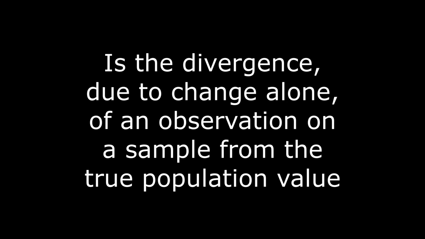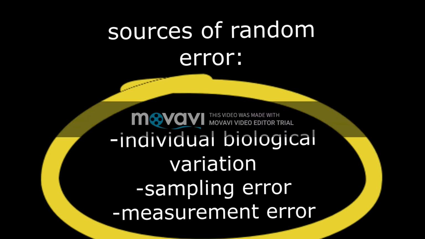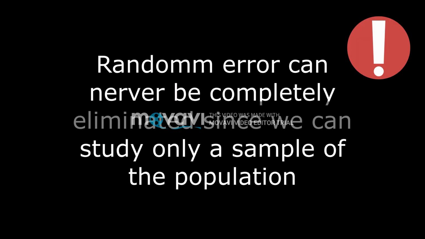There are three sorts of random error. 1. Individual biological variation. 2. Sampling error. And 3. Measurement error. The best way to reduce random error is to increase the size of the study.